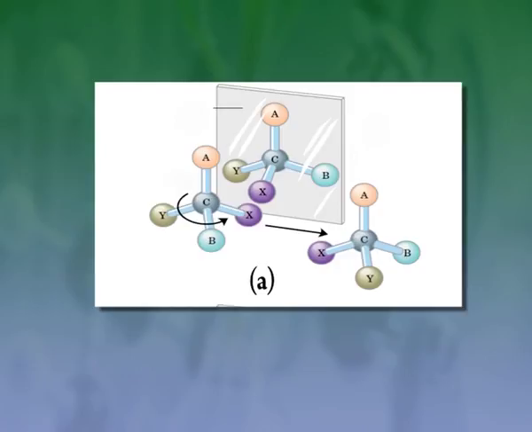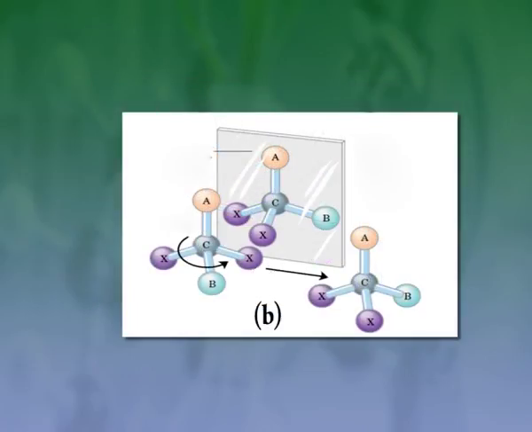When a carbon atom is asymmetric, it is called a chiral molecule, and here the rotated molecule cannot be superimposed on the mirror image, as shown in section A. In section B, we can see an achiral molecule which can be rotated and superimposed on its mirror image.